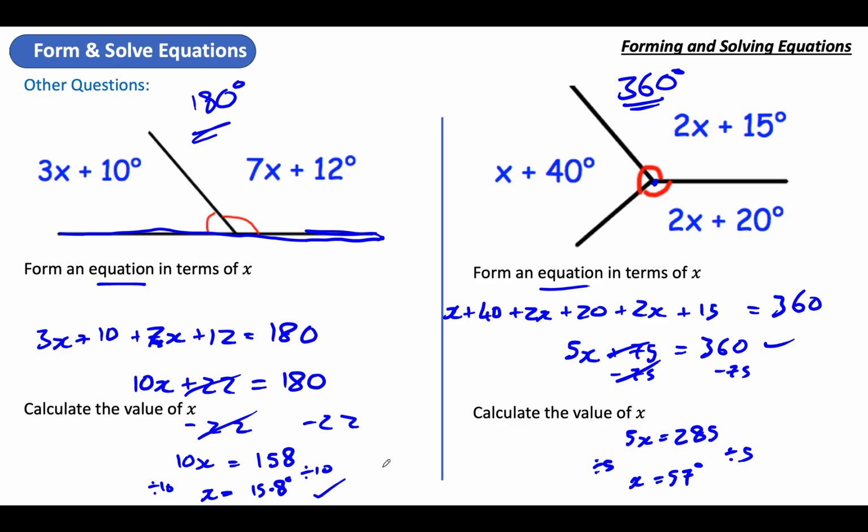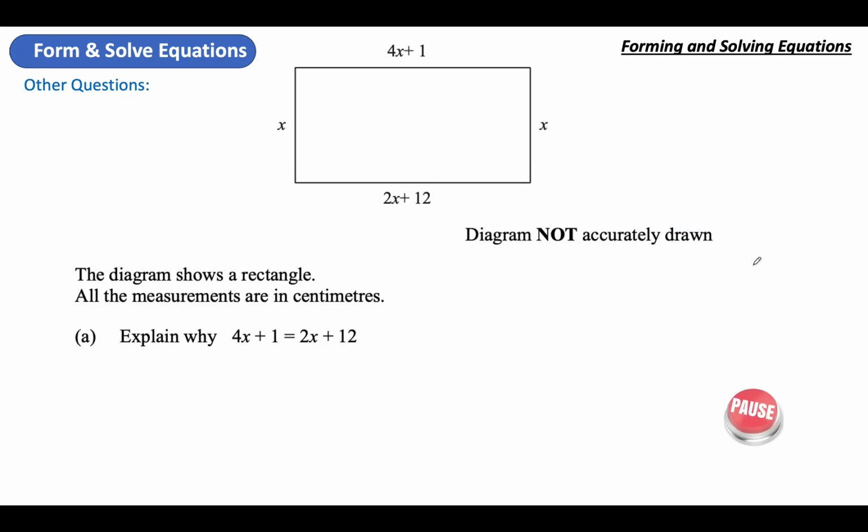Yeah, 57. So with these angle ones particularly, it's built into the question what they're going to equal, so you can form an equation up. This one's a little bit trickier, and you've got to explain why 4x plus 1 equals 2x plus 12. And that's important. These questions do come up. So just pause the video, have a little think, and maybe solve it if you want to work ahead. Unpause when you're done.